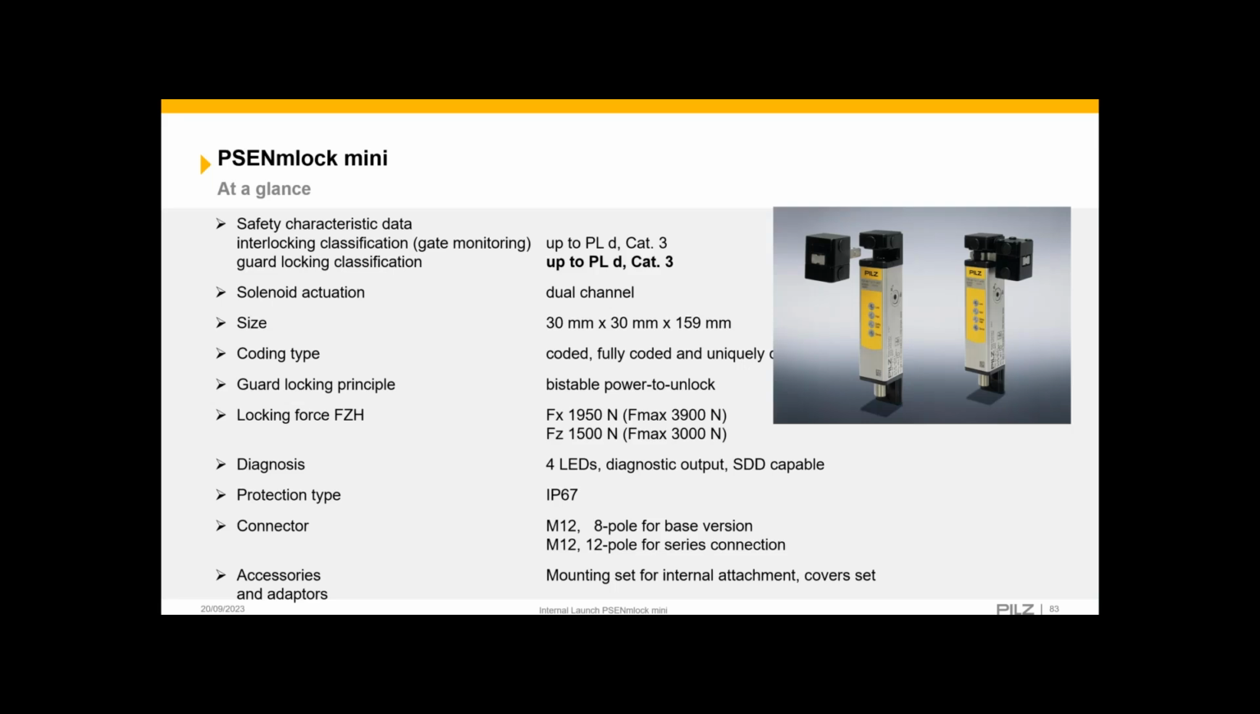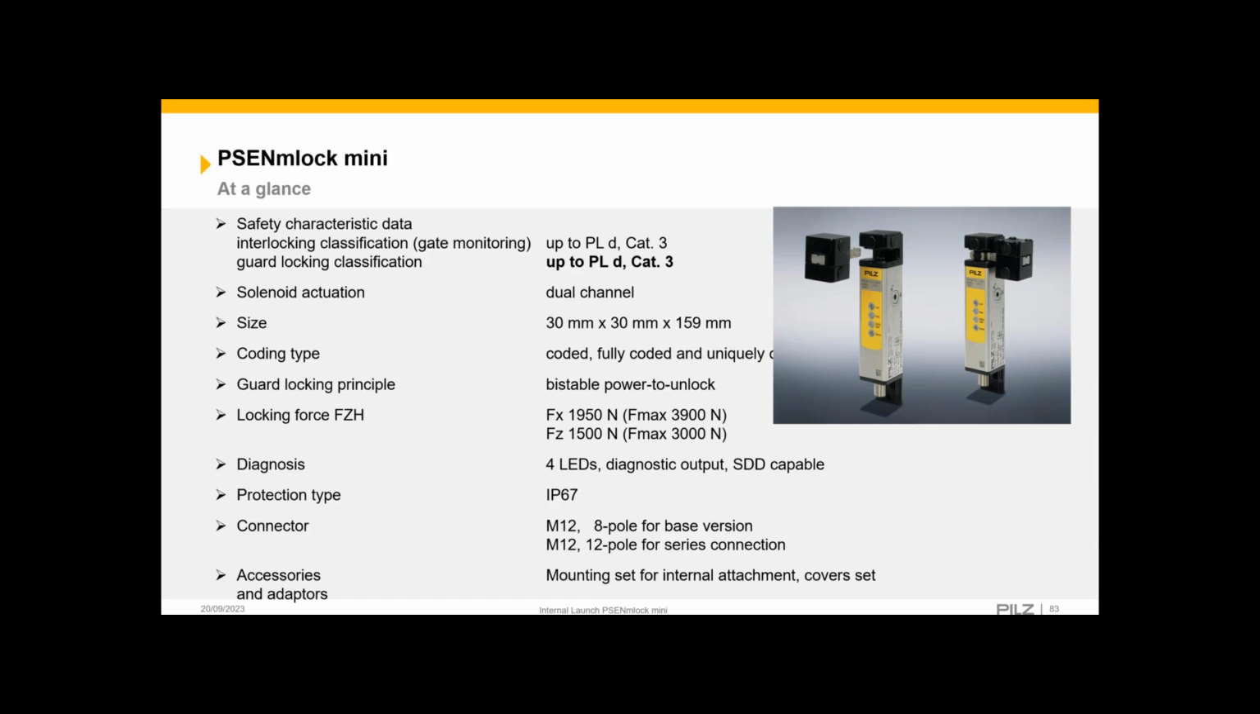This can be used up to PLD, Cat 3 applications. It's dual channel. The size is quite compact, at 30 by 30 mil by 159 high. We have our three different types of coding, which we call coded, fully coded, or uniquely coded. That means that if it's a coded type, you have to use our actuator with the interlock. Albeit if the actuator was to fail, you could just buy another coded device from us and use it.